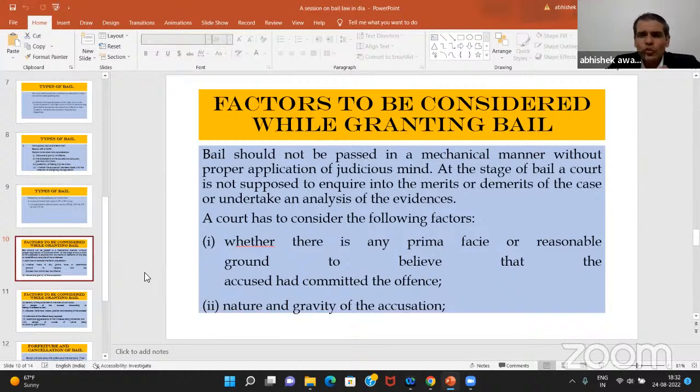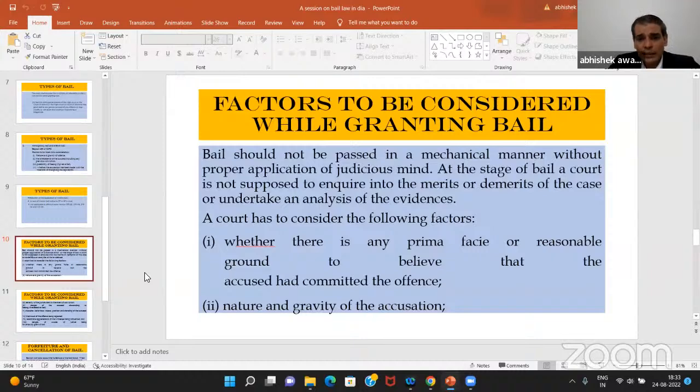Now, what are the factors to be considered while granting bail? As I have written, bail should not be passed in a mechanical manner without proper application of judicial mind. At this stage of bail, a court is not supposed to inquire into the merits or demerits or undertake an analysis of merits. That is very important. People confuse a bail application with an analysis of the case. No, the bail court has just to make a prima facie view whether there are grounds to enlarge the person on bail or not. The court cannot sift or weigh evidence or go into the analysis of the case, because that is the ambit of the trial court.